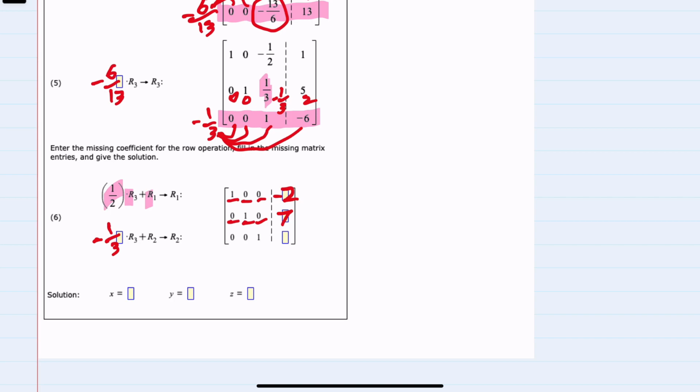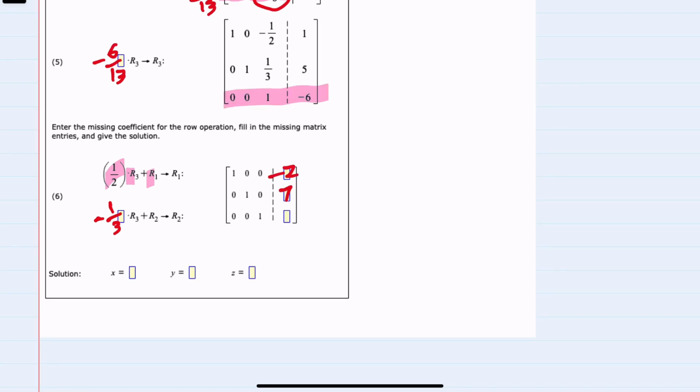And then lastly, our third row here is already in row echelon form, so we didn't need to make any changes there. The third row is equal to -6. So 1x equals -2, x is -2, 1y equals 7, so y is 7, and 1z equals -6, so z is -6.